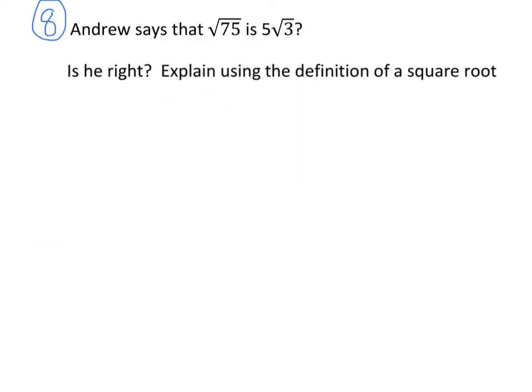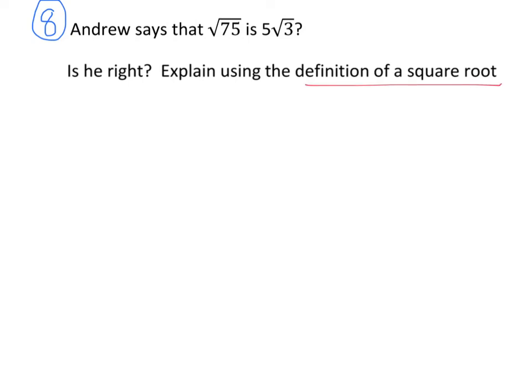All right, so we're going to look at one more thing here. Suppose Andrew says the square root of 75 is equal to 5 radical 3. Well, you might remember how to simplify something like this into something like this. But let's think about what the definition of the square root says and if this makes sense. Does that make sense? Let's check using the definition of what a square root is.